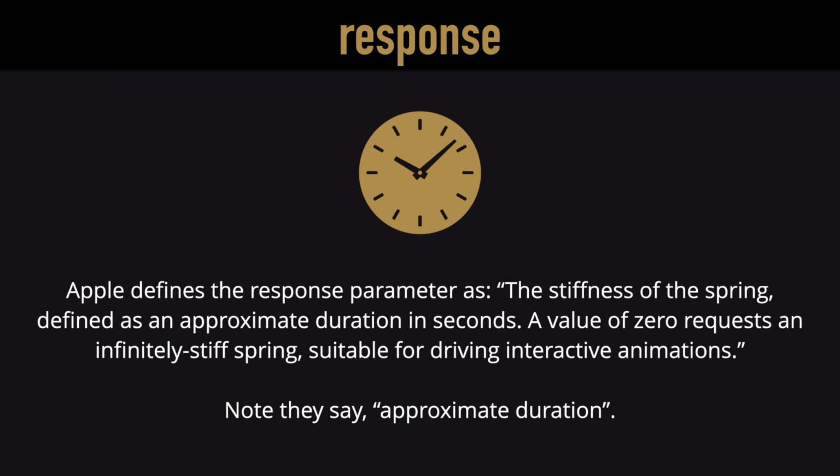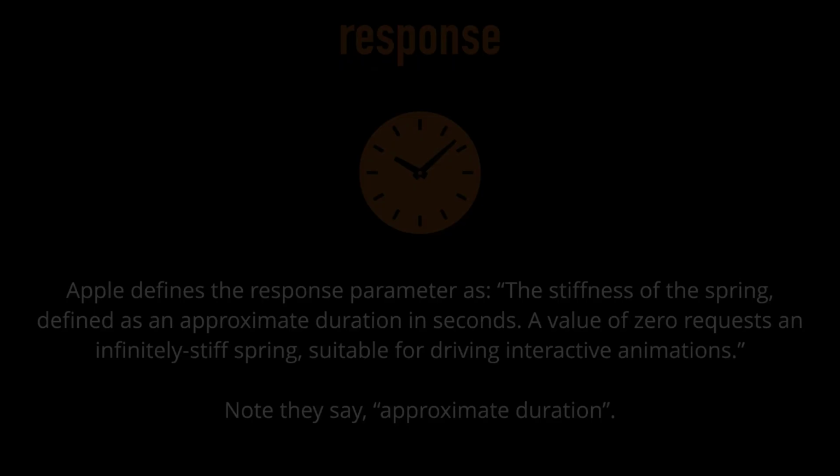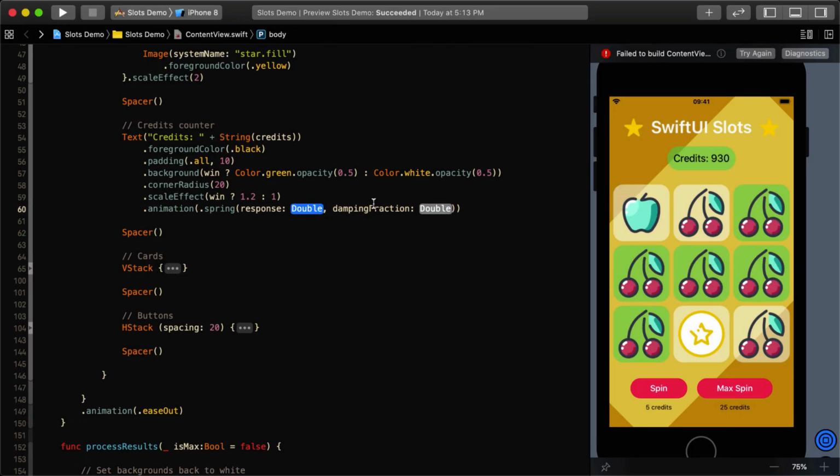Now, by default, animations are usually 0.35 seconds long. Well, we can increase the time of this spring animation by changing the response. So what I'm going to do is I'm going to double it and I'm going to make it 0.7. And damping fraction, what is damping fraction?